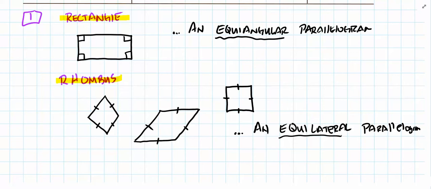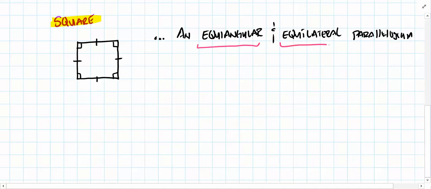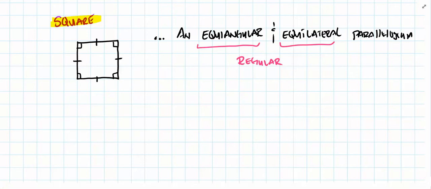Because it has to have equal sides. And we can draw multiple pictures that have four equal sides. They don't necessarily have to look like a diamond every single time. So don't get confused about that. If we have an equilateral parallelogram, we're talking about a rhombus. For the square, the next one we have, it's both equiangular and equilateral. Do you remember the word for something that is both equiangular and equilateral? Regular, right? So a square is a regular parallelogram because it has both equal angles and equal sides. That's what that means.